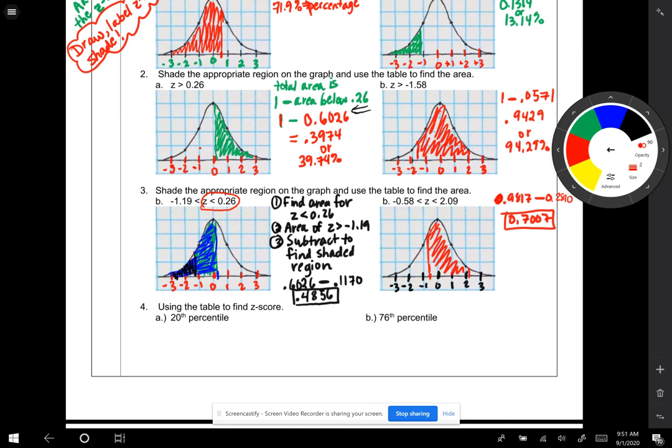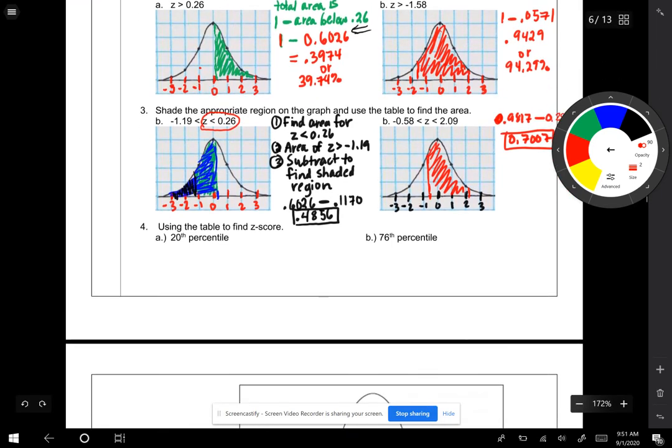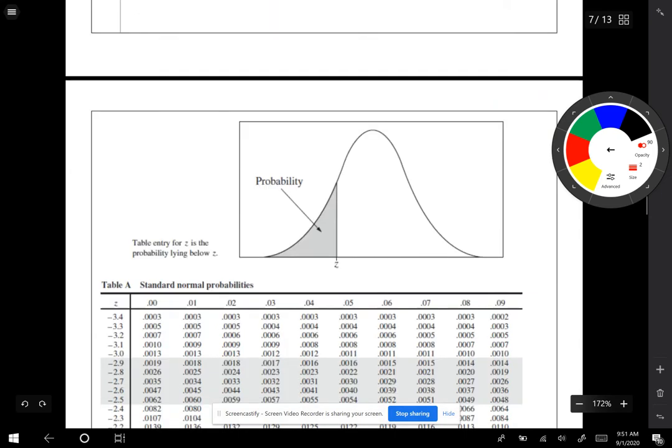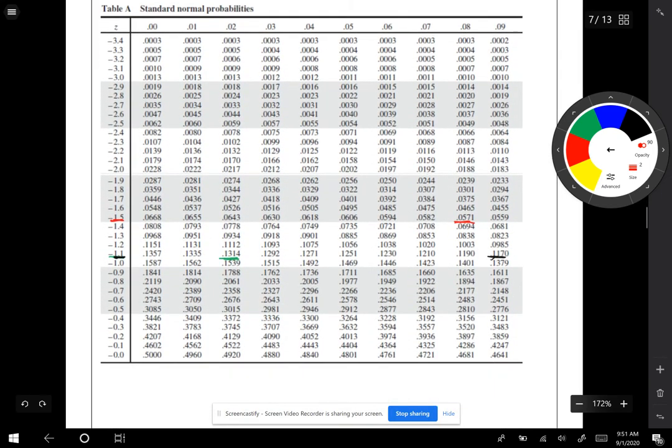Using the table to find z-scores. Well, what if you have to find the z-scores and they give you the area? Because that's what the 20th percentile means. That just means 20% below. Remember what percentile was, at or below a certain value. And so what you want to do is find a z-score with an area closest to 0.2000, because that's 20%. So we are going to go to our z-score table and do a little searching here.